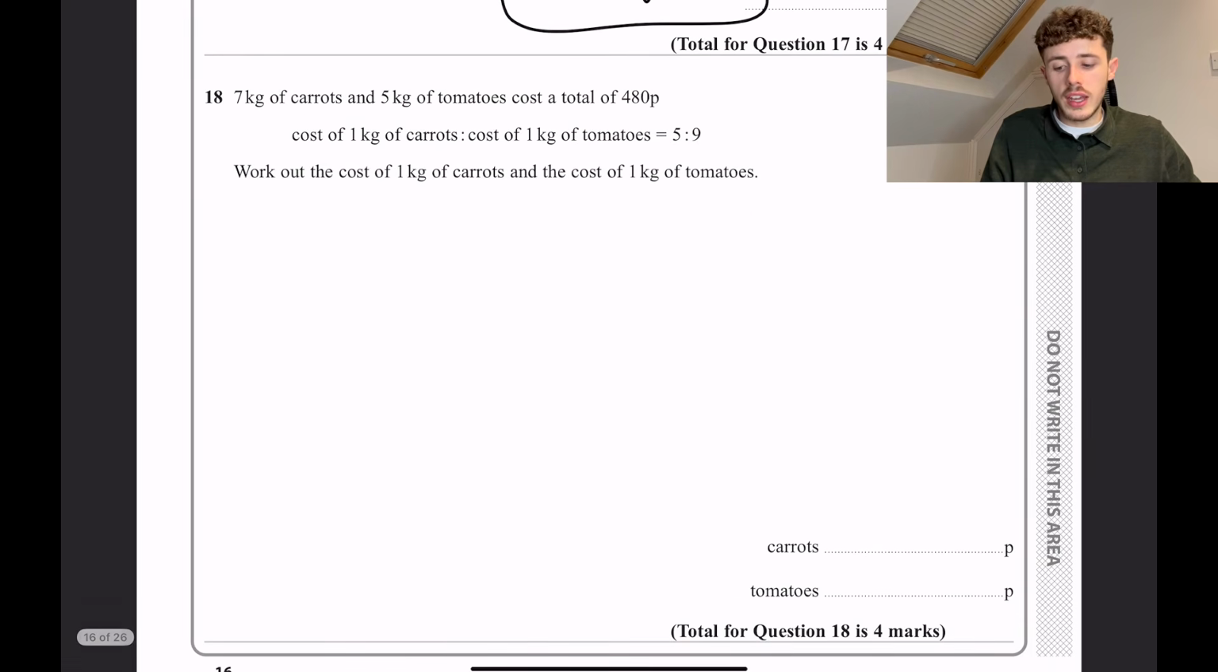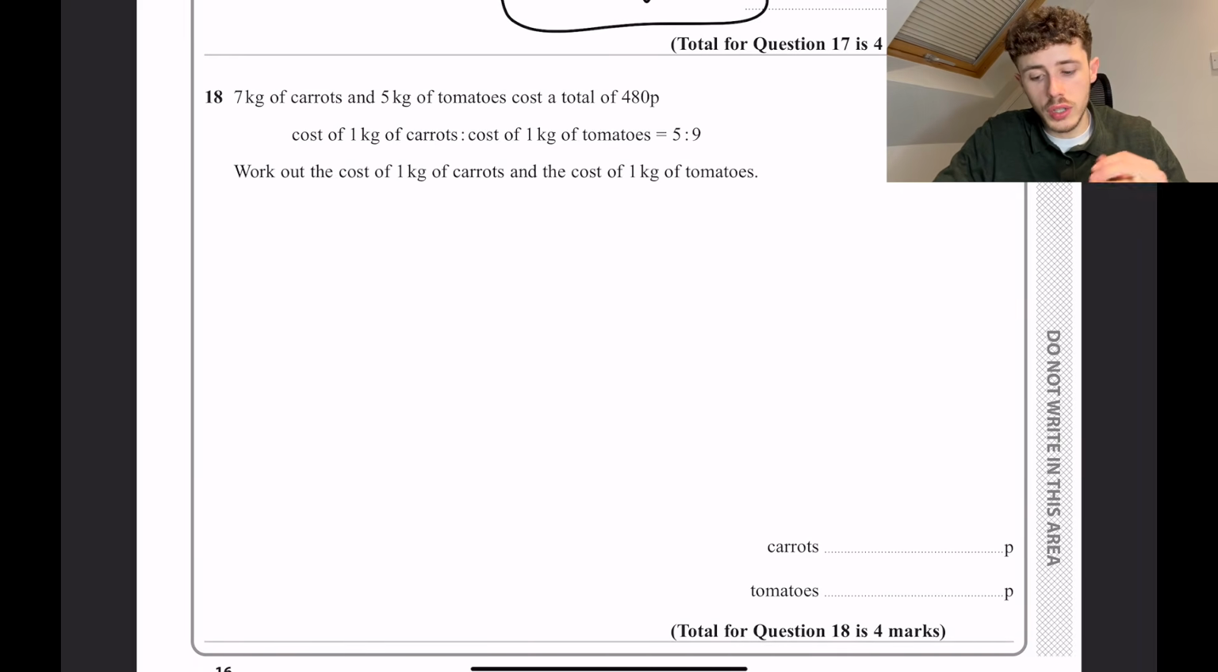Question 18. 7 kg of carrots and 5 kg of tomatoes cost a total of 480p. The cost of 1 kilogram of carrots and 1 kilogram of tomatoes is in the ratio 5 to 9. Work out the cost of 1 kilogram of carrots and the cost of 1 kilogram of tomatoes. So the way we want to start this question is with simultaneous equations.